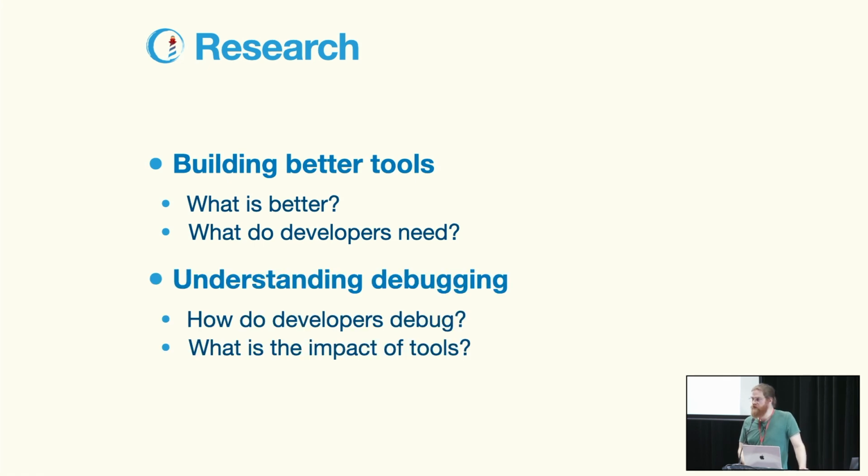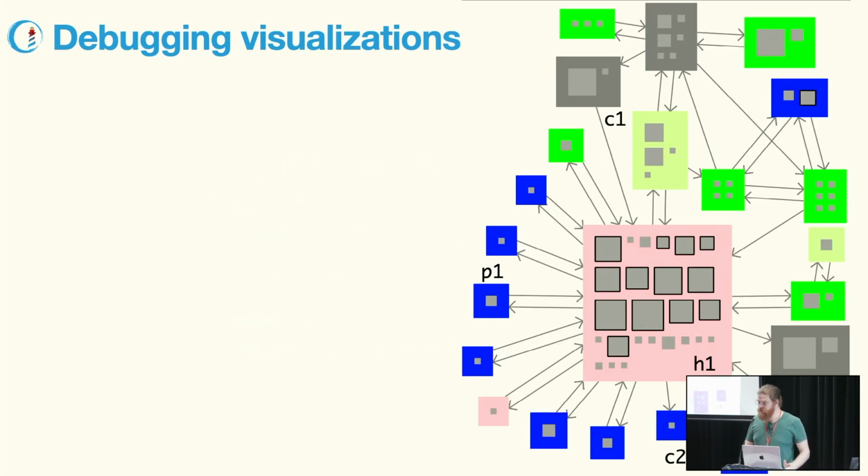So we need to understand how you debug. We need to know how developers debug, and more importantly, when we provide a new tool, a new way of debugging, what is the impact of what we propose? Is it working? Is it the same as before, worse than before, etc.? And since I spoke about that yesterday, one way of studying this is using visualization.